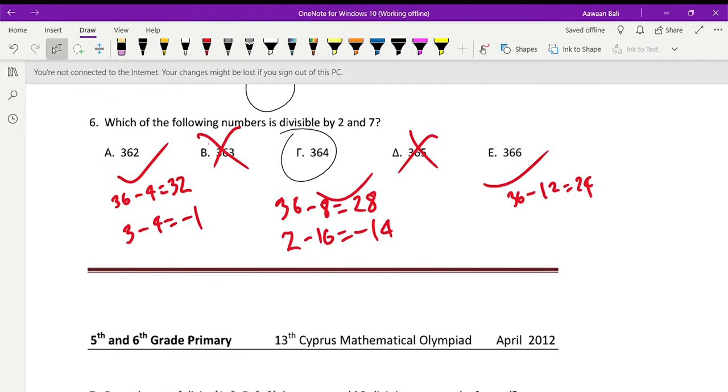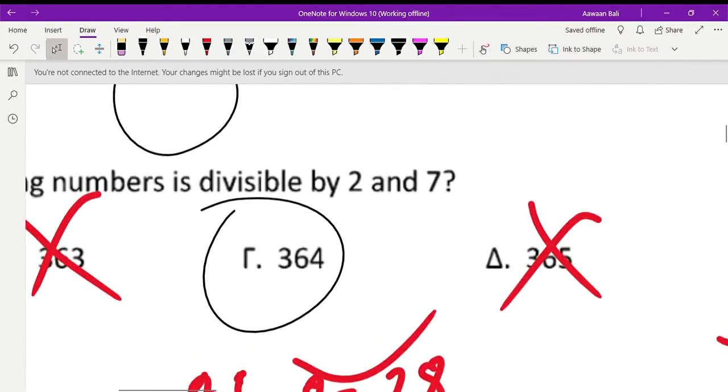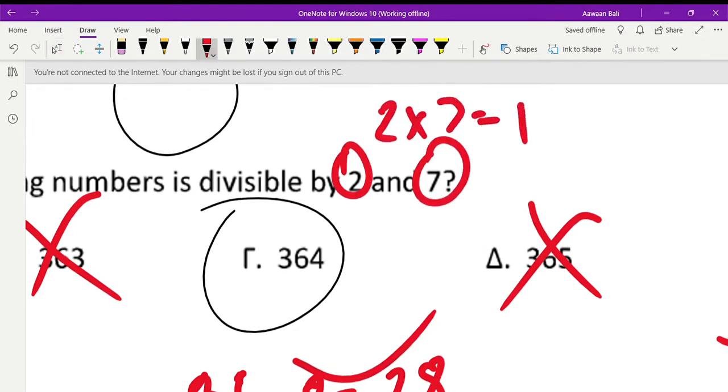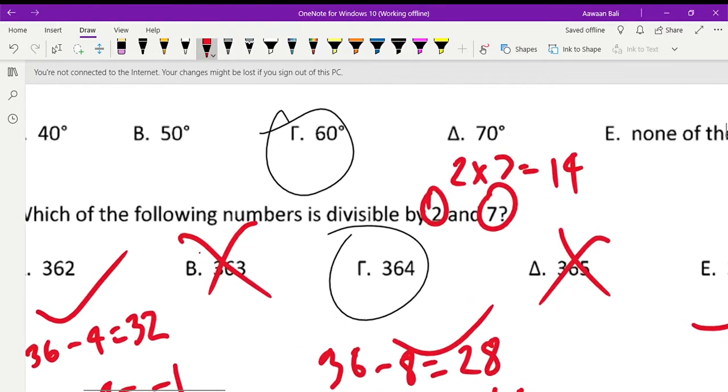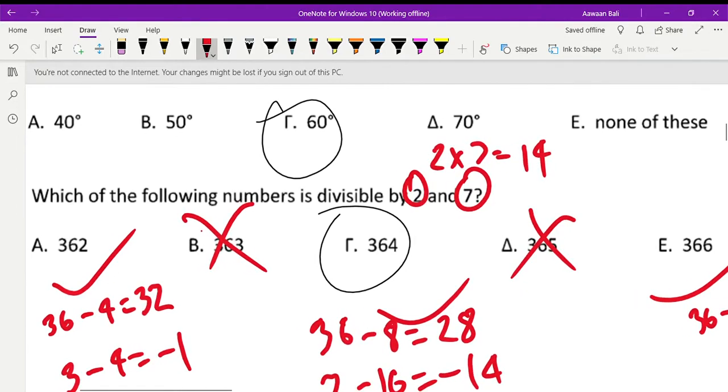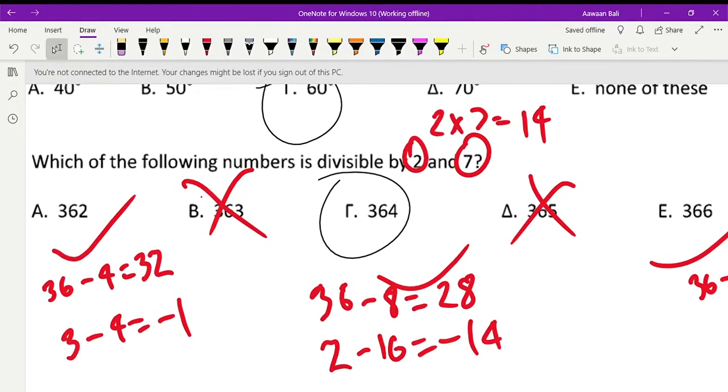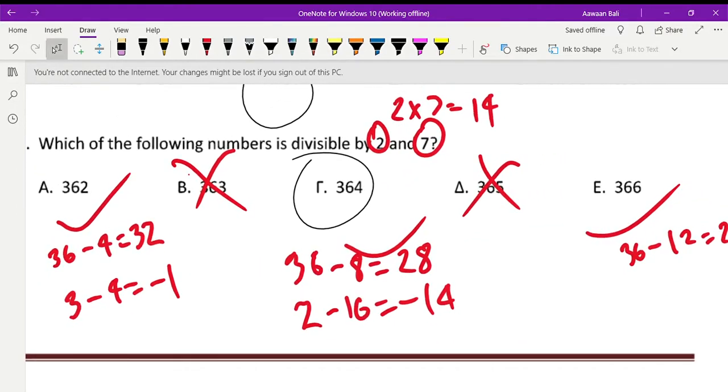However, another way you could do it is maybe check if any of them are divisible by 14, because if you have 2 and 7, the LCM of 2 and 7, since they're both prime numbers, you just directly multiply, is 14. So you check if any of them are divisible by 14. You can directly cancel beta and delta in the process because they're odd. And if you're starting with a multiple that's even, all of the numbers will always be even too.